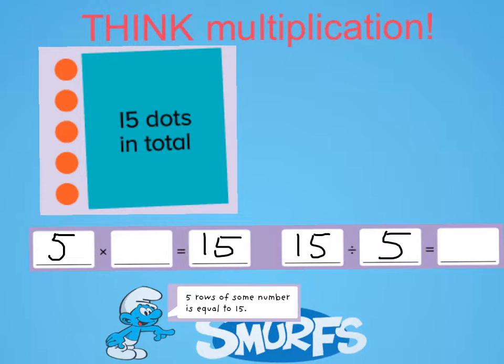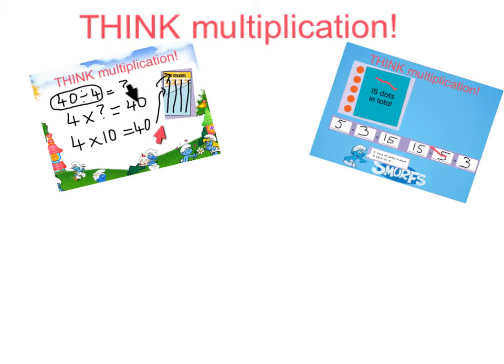So the missing number is going to be the same in both of those boxes. 5 times something equals 15. Well, let's skip count in 5s to try and get to 15. Ready? 5, 10, 15. How many groups of 5 did I just count? Count it on your fingers with me. Ready? 5, 10, 15. I got 3 fingers held up. 5 times 3 equals 15. So therefore, 15 divided by 5 equals 3. In this example here, I was dividing by 10. And in this example here, I was showing you how to divide by 5.